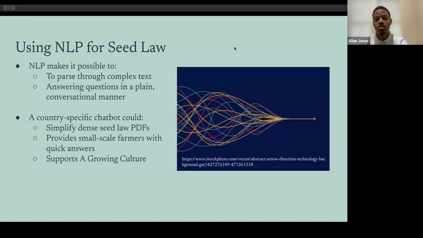The reason we use natural language processing is that it makes it possible to parse through complex text very quickly and then answer questions in a plain and conversational manner rather than with a bunch of legal jargon. Our chatbot can simplify dense PDF laws, provide quick answers, and it also supports the mission of Agriculture to advance food sovereignty.